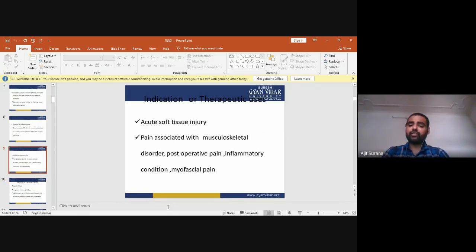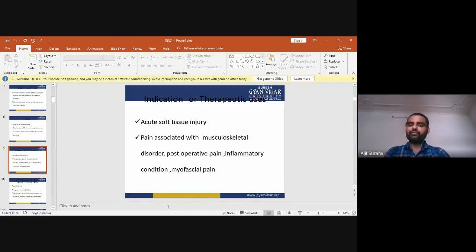Now, the indications or therapeutic uses of the high frequency TENS, meaning the conditions in which they are mainly used. They are mainly used in acute soft tissue injury, pain associated with musculoskeletal disorders, post-operative pain, inflammatory conditions, and myofascial pain.